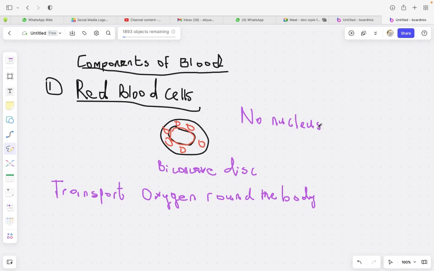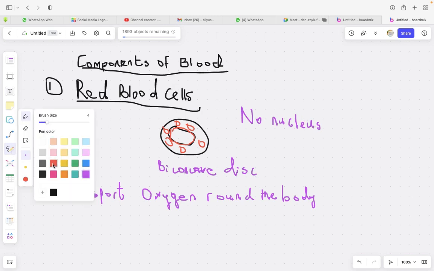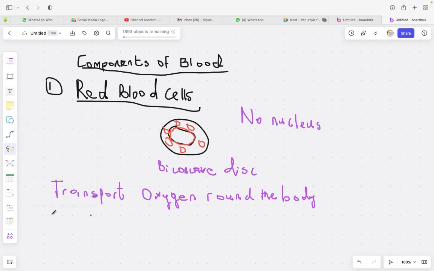So the red blood cells do not have a nucleus. They are biconcave discs, and their primary job is to transport oxygen around the body. Now, in order for them to be able to do this, they're filled with a red protein called hemoglobin. Let's write hemoglobin.